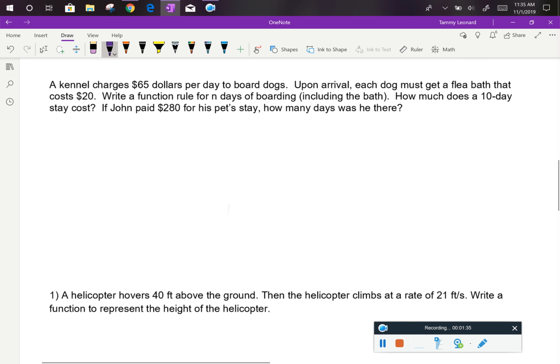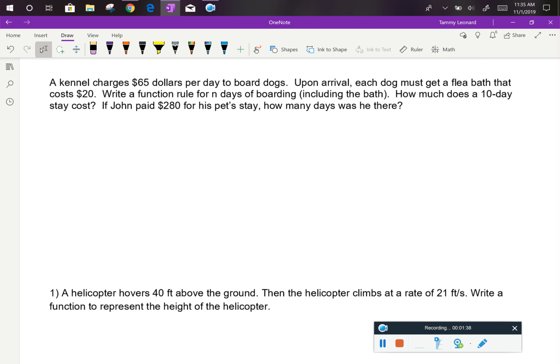Looking at the next problem, a kennel charges $65 per day to board dogs. Anytime I see the word per, I know I'm probably going to end up multiplying something by this amount because it's a rate. Upon arrival, each dog must get a flea bath that costs $20. Write a function rule for n days of boarding, including the bath. All right, so we have n days of boarding, so they've told us that n equals the number of days. We know that we're charged $65 every day. So 65n represents how much we're charged to do the boarding.